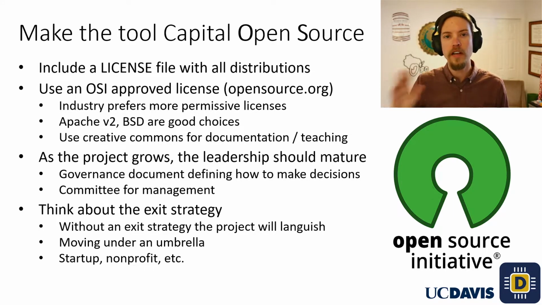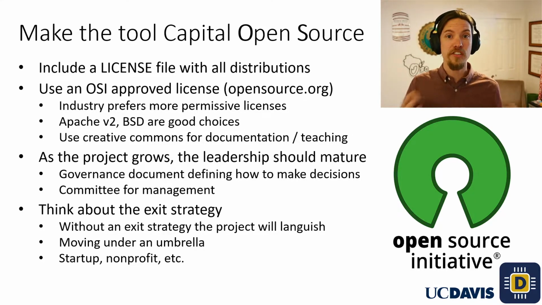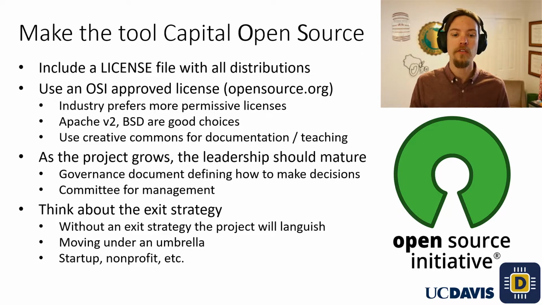And I'm sure a lot of tools, this is just what's going to happen over time. But thinking about what the exit strategy is, some examples would be things like moving under an umbrella organization. So becoming part of the Linux Foundation or the Apache Foundation is one exit strategy for an open source tool or project. Other exit strategies would include having a startup that picks up the development and continues developing the tool, creating a nonprofit around the tool, or maybe even some big company like Google or Microsoft or Facebook taking ownership over the tool and then doing development from the companies.